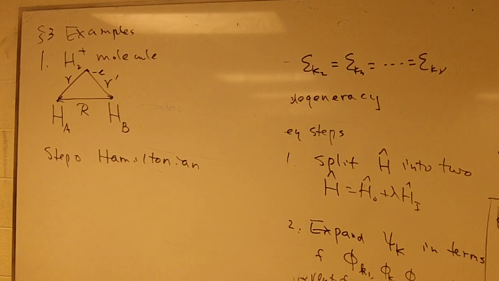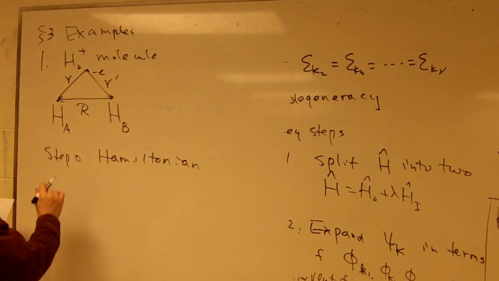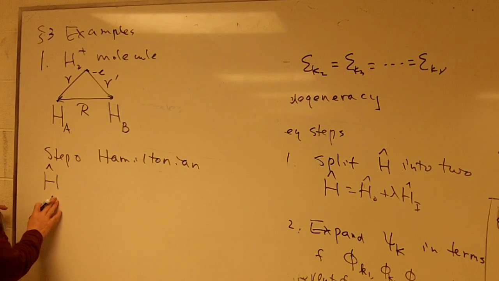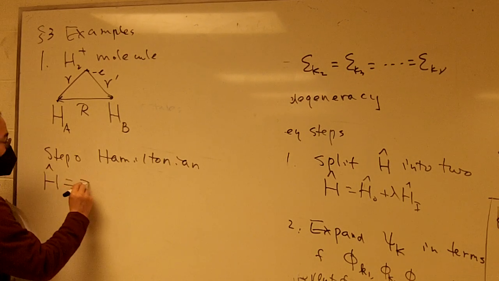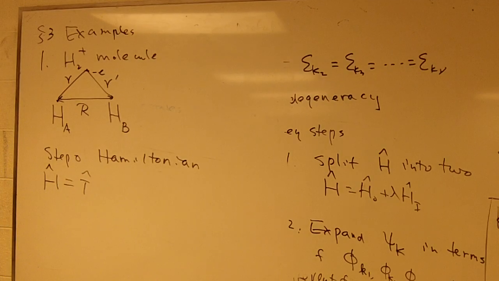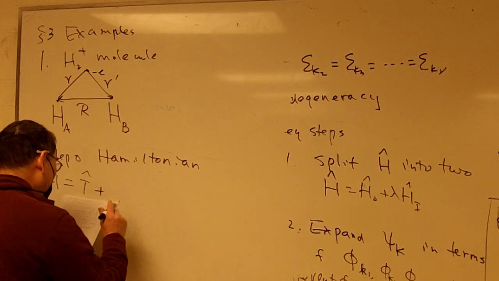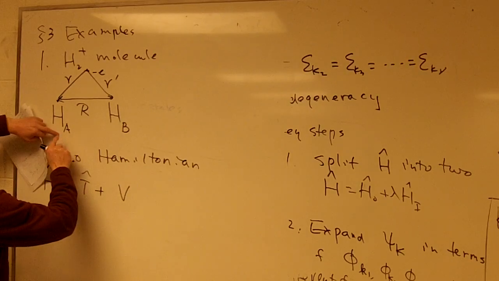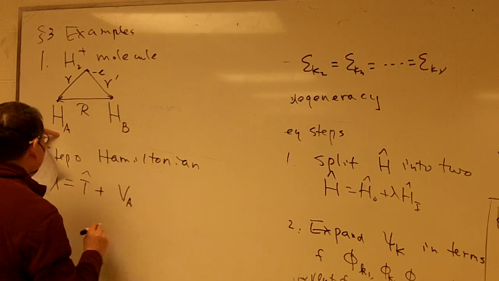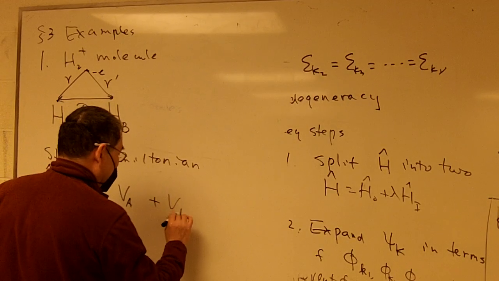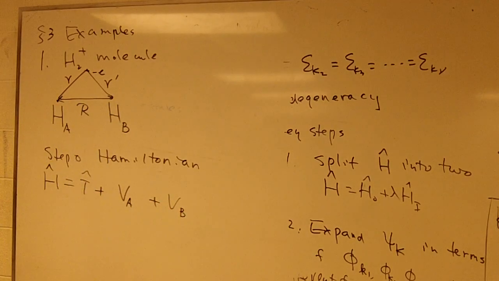So for any physical problem, you have to know what the Hamiltonian looks like. That's why it's important. So here's a Hamiltonian. This H is the Hamiltonian, which just equals the kinetic energy term, that's T, plus the potential energy from hydrogen number A, plus another potential energy from hydrogen number B.